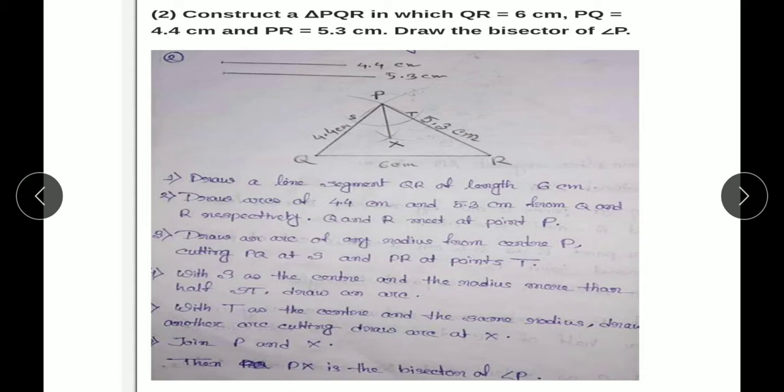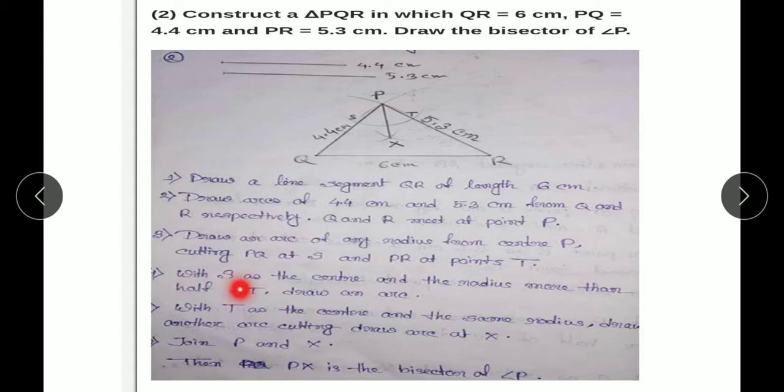Now after that, draw an arc of any radius from center P. From the center P, draw an arc of any radius. Cut PQ at S and PR at T. From P as center, cut the PQ line at S and PR line at T.